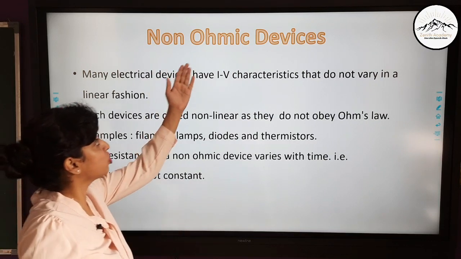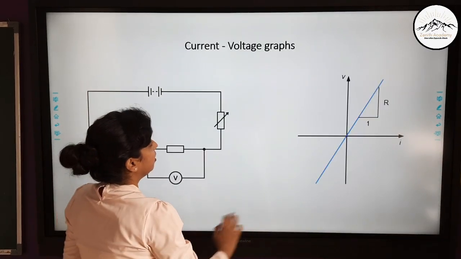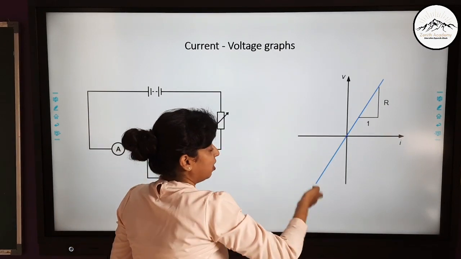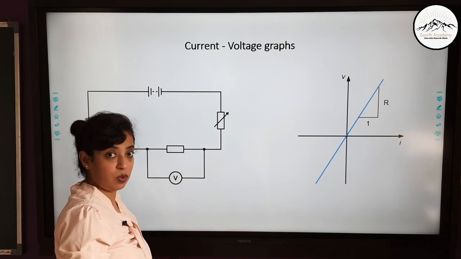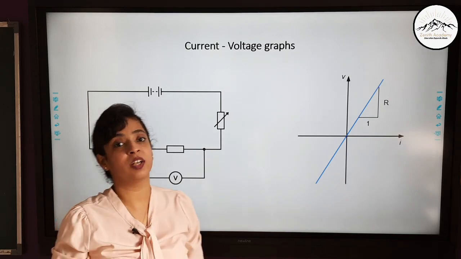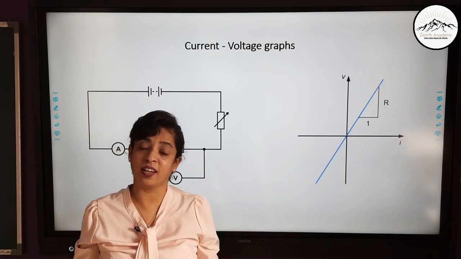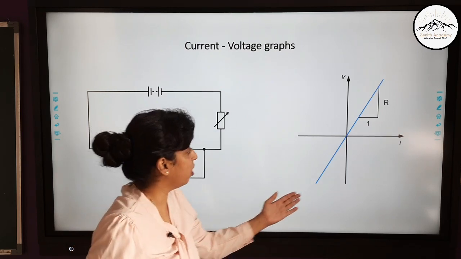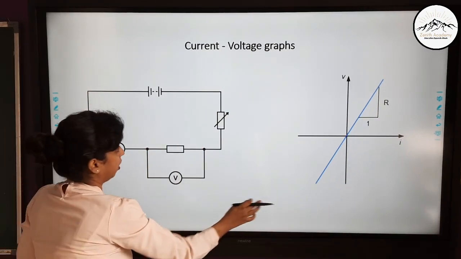Now, there are various non-ohmic devices. We have studied that this was giving a linear graph, that is, the resistor was an ohmic device. Why was it ohmic? Because it was obeying Ohm's law. What is Ohm's law? That voltage and current are directly proportional. So here we can see that they are directly proportional. So a resistor is an ohmic conductor.